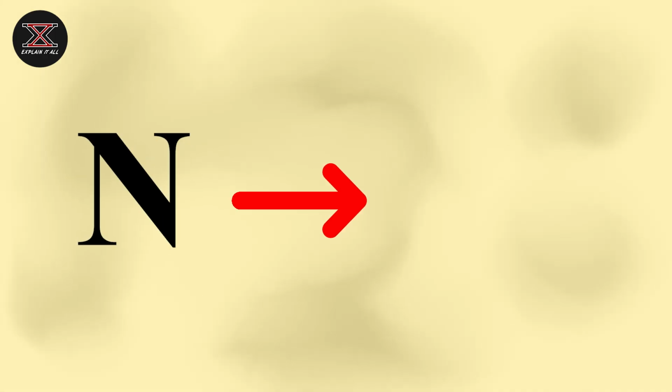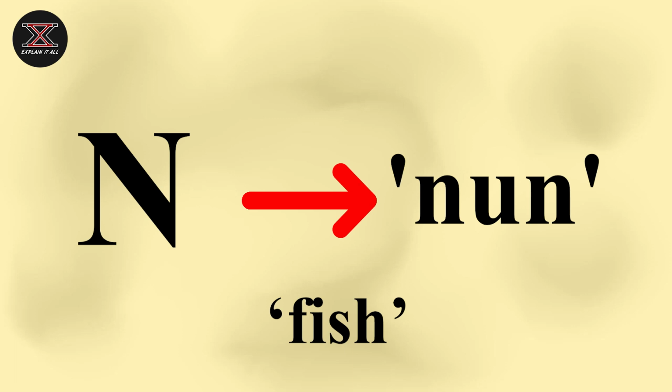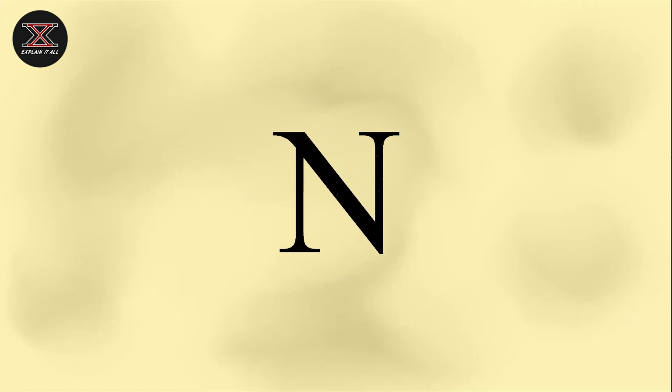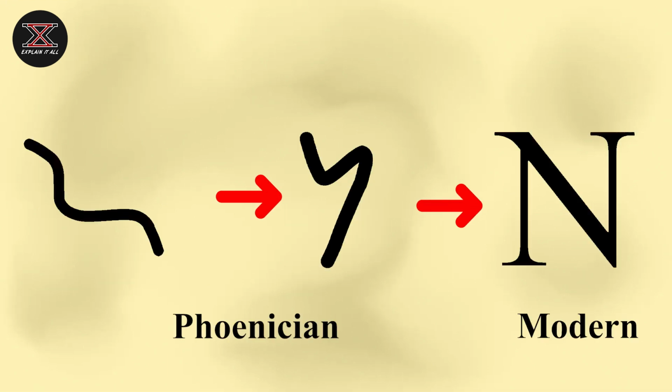N comes from the Phoenician letter nun, meaning fish. The Greeks used it as nu, and it became N in the Latin alphabet. This letter has remained remarkably consistent in its form, even as the alphabet evolved over millennia.